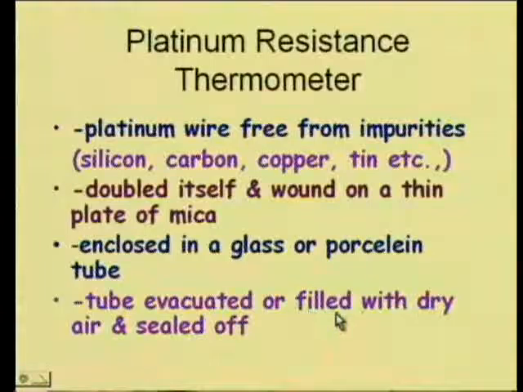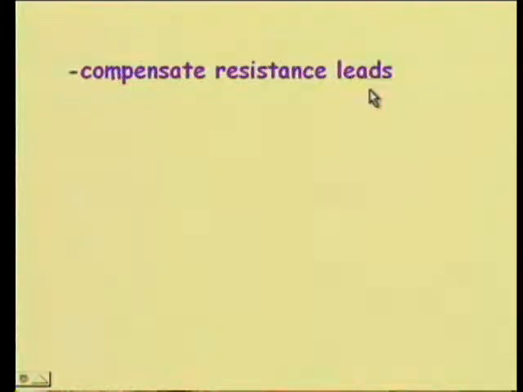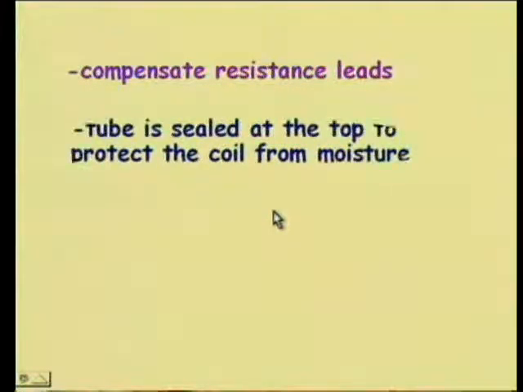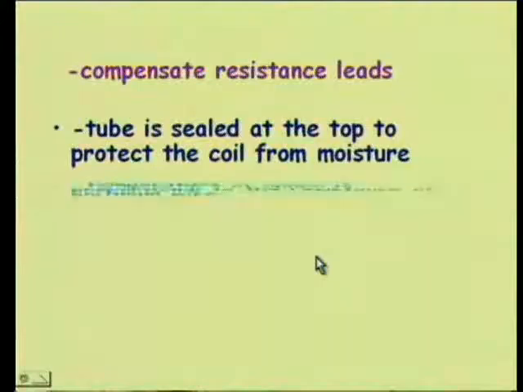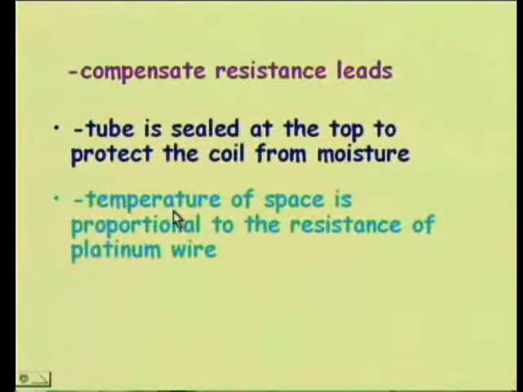The tube is evacuated or filled with dry air and sealed. Next, the compensating resistance leads: whatever C1 and C2 are there, they are compensating resistance leads connected to the Wheatstone bridge. The tube is sealed at the top to protect the coil from moisture, because moisture may spoil it. The temperature of the space is proportional to the resistance of the platinum wire.